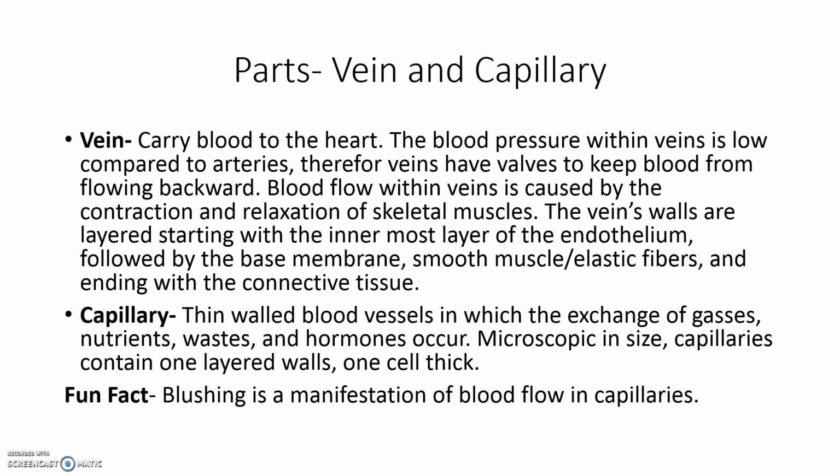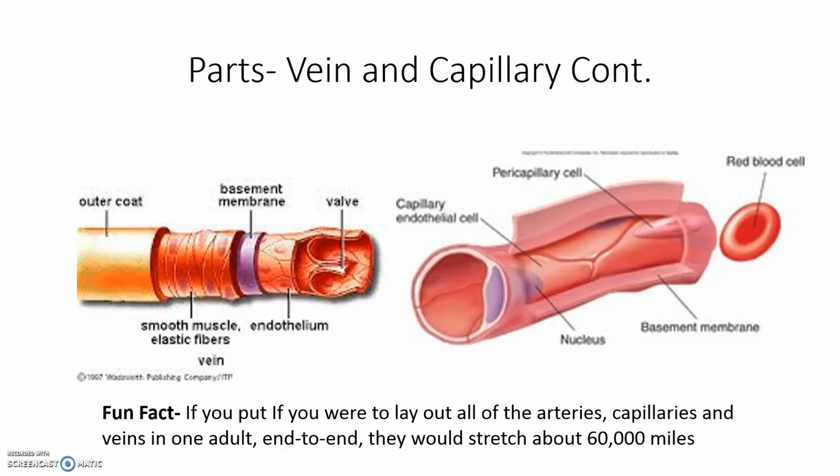So the capillaries are thinner blood vessels. They're most concentrated in the lungs. So this is where the exchange of gases, nutrients, waste, and hormones occur. So these are the blood vessels that bring things throughout your skin and such. They have one layer, and it's one cell thick. So a fun fact, the manifestation of flushing is blood flow in the capillaries.